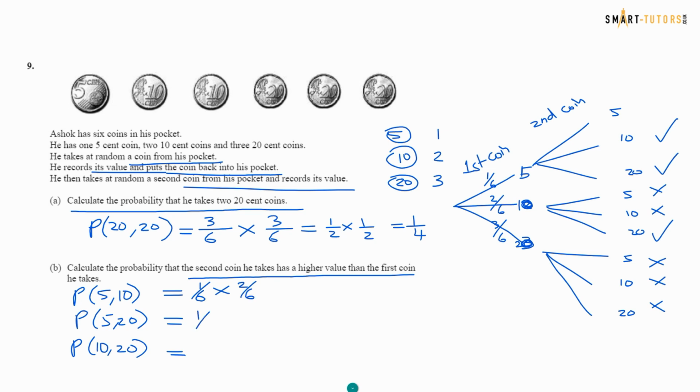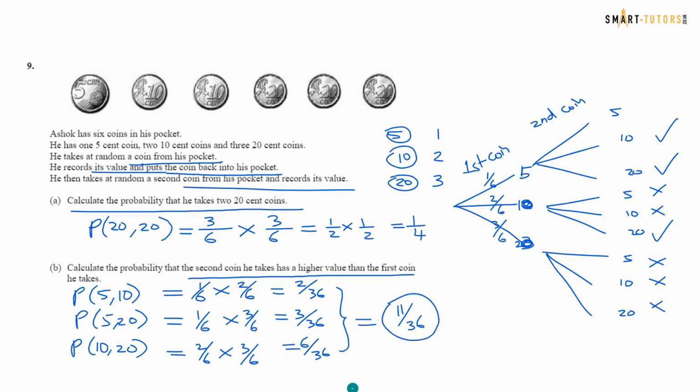And probability of 5 is 1 upon 6 times probability of 20 is 3 upon 6, and probability of 10 is 2 upon 6 times probability of 20 is 3 upon 6. So now you multiply: 2 upon 36, and 3 upon 36, and 6 upon 36. So add them up. So 11 upon 36. So that is the answer for question number 9.